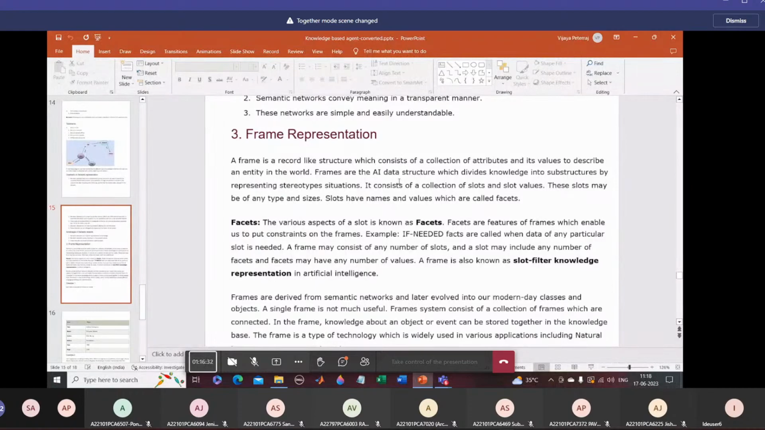The next is frames, like record structure. They consist of a collection of attributes, values, and entities, and they are a data structure. It will divide the knowledge into substructures, and they have stereotyped situations.